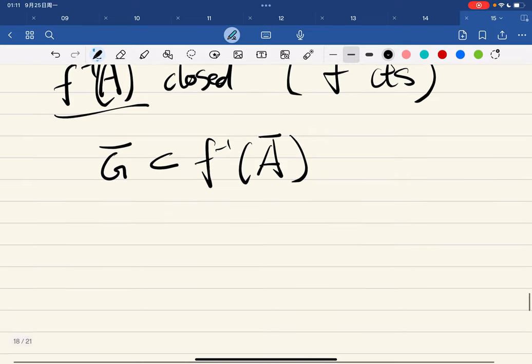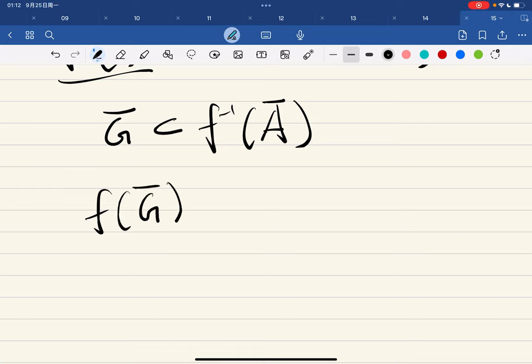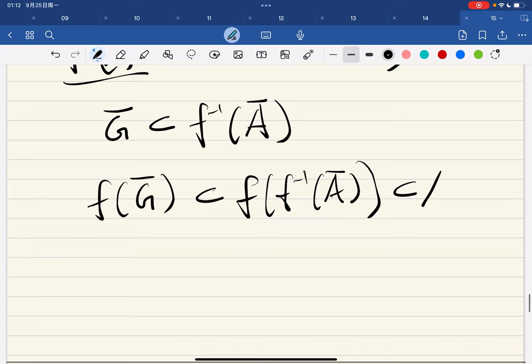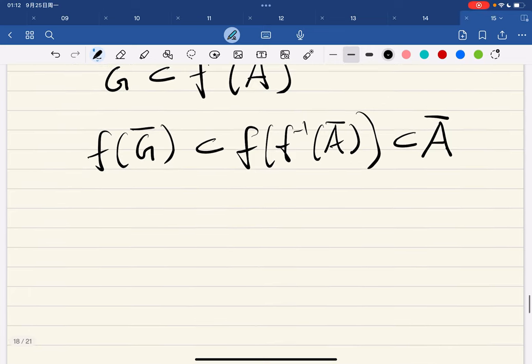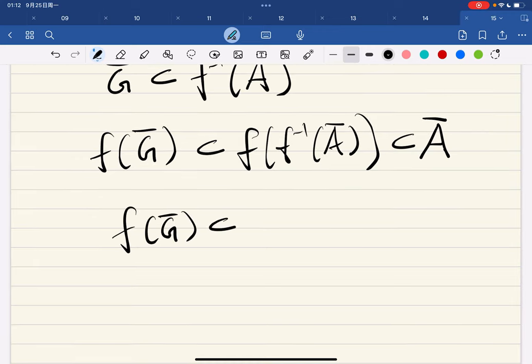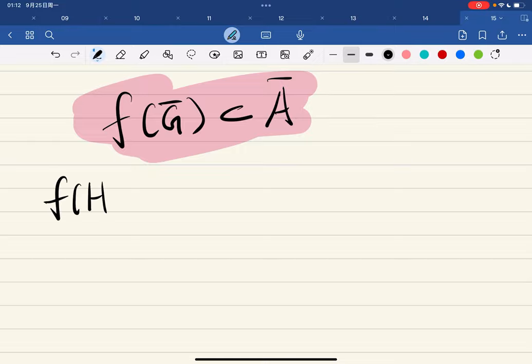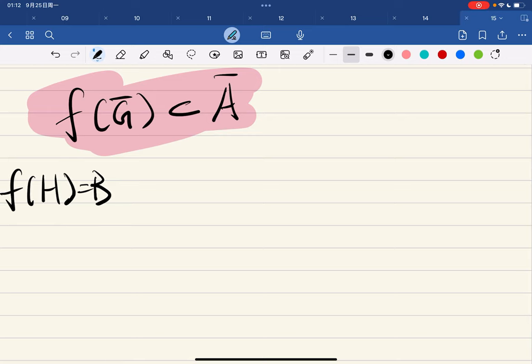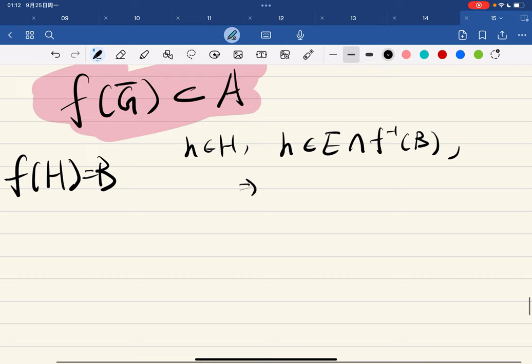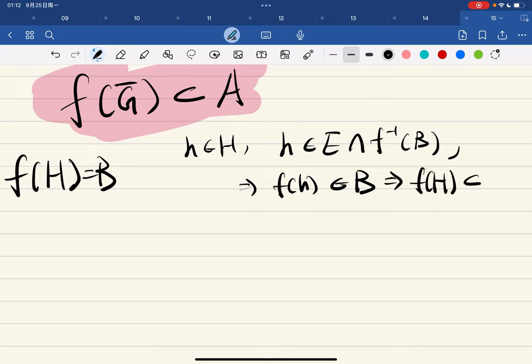And so we have, well, you apply F to both sides. Still holds. And again, by the lemma, we have F of G closure is in A closure. Okay, we mark this right now. And we want to show that F of H is equal to B. Why? So let me show you. So if h is in H, then by definition f of h is in B. So we have F of H is a subset of B.